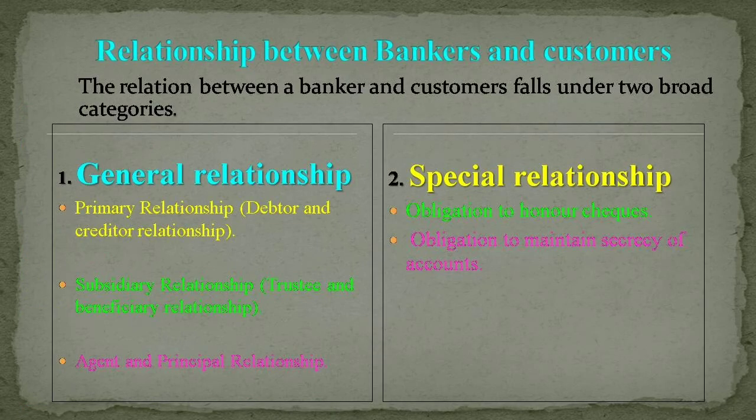Okay, now what is the relationship between bankers and customers? The relationship between the bankers and customers is divided into general as well as special. General relationship: primary relationship between debtor and creditor, that is the bank and the customers. Subsidiary relationship: agent and principal relationship between the agent and the bank.